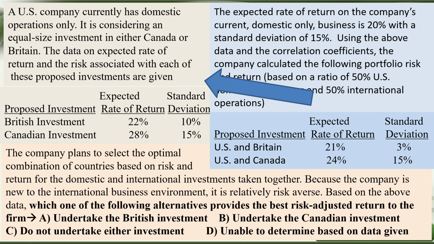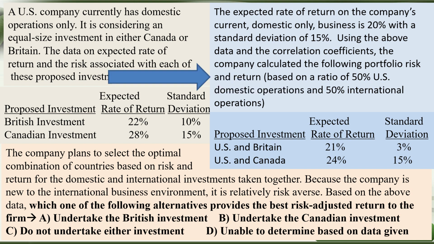So they have only domestic operations. It is considering an equal size investment in either Canada or Britain. The data on expected rate of return and the risk associated with each of these proposed investments are given. So the expected rate of return and the standard deviation is given for British investment and Canadian investment: 22%, 10%, 28%, and 15%. The expected rate of return on the company's current domestic only business is 20% with a standard deviation of 15%.